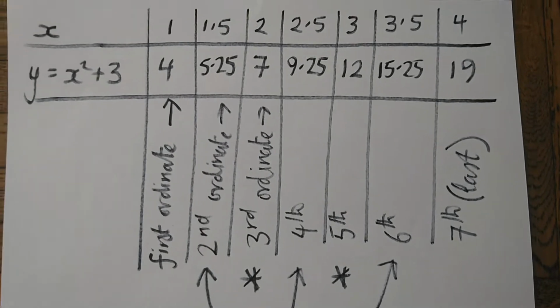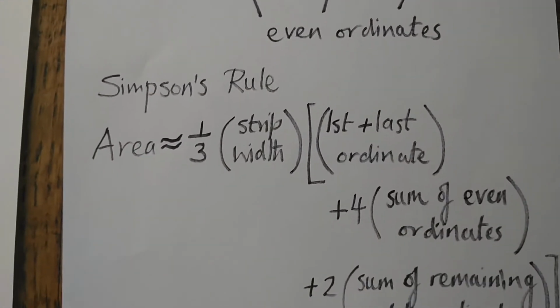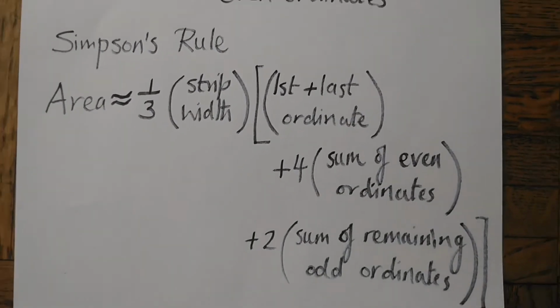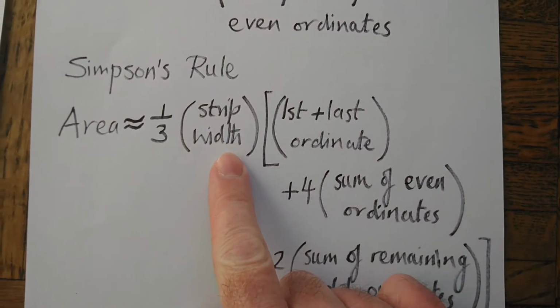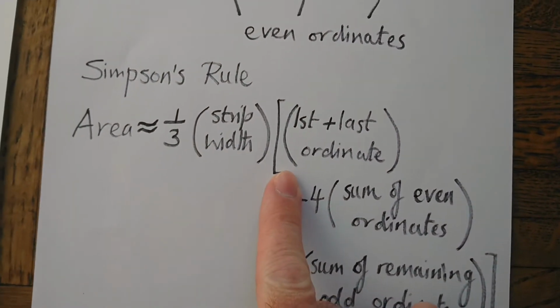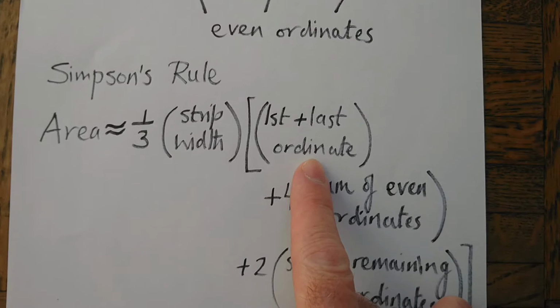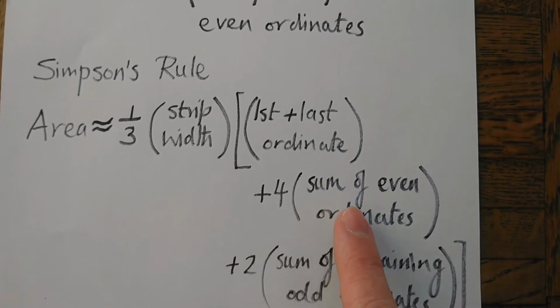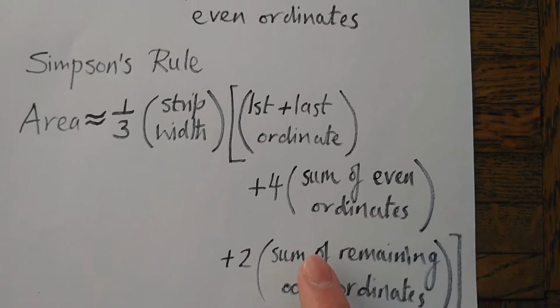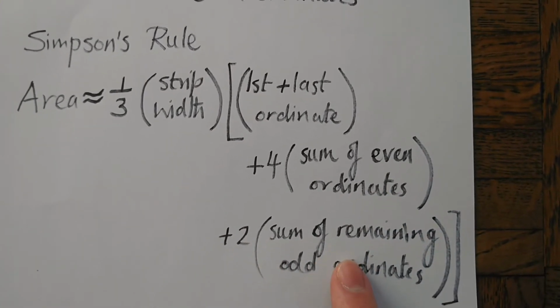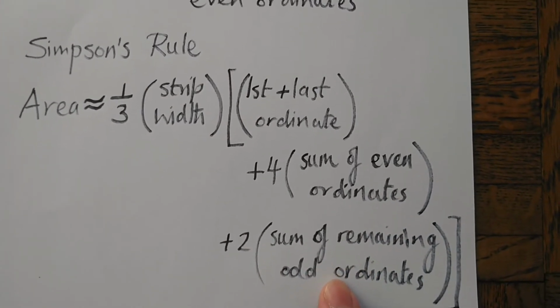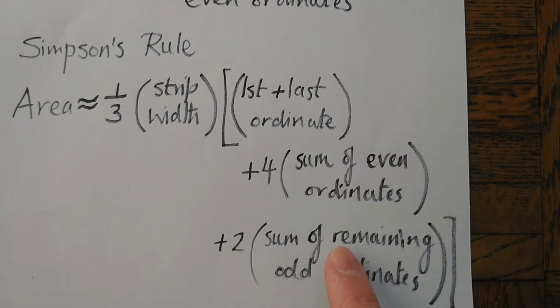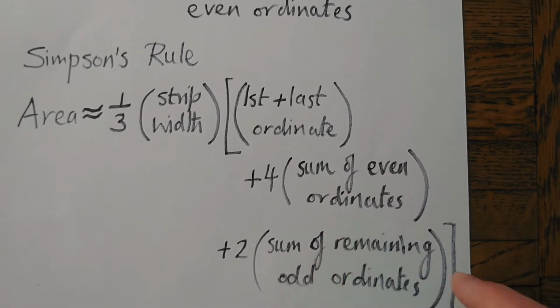And then the Simpson's rule formula is you do a third times the strip width, then you have a bracket, and then you do the first plus the last ordinate, then you do 4 times the sum of the even ordinates, and then 2 times the sum of the remaining odd ordinates. This is the only tricky bit really, but it's quite simple once you understand it.